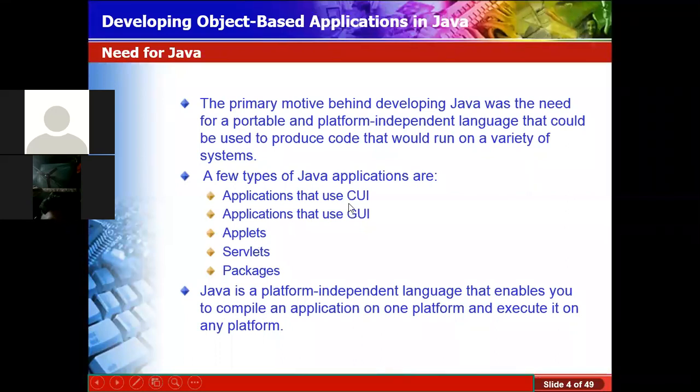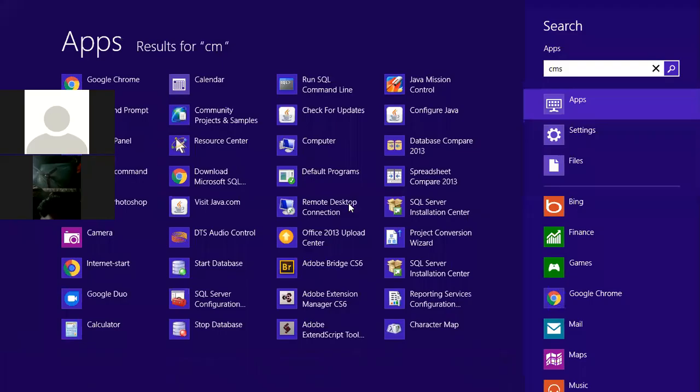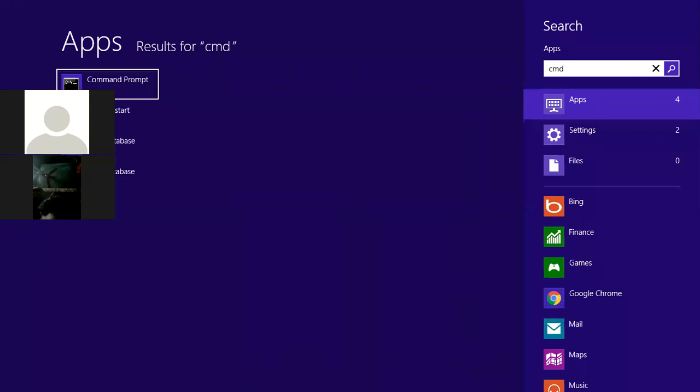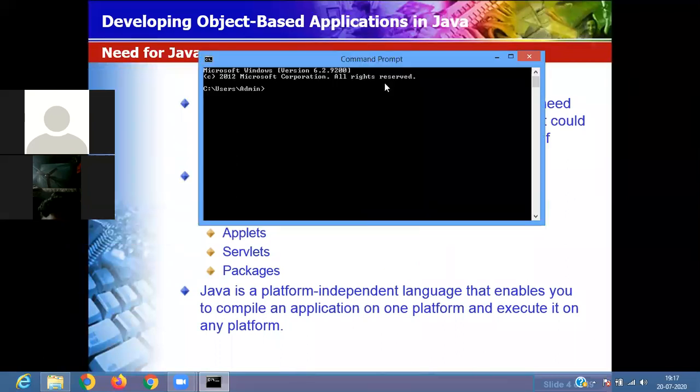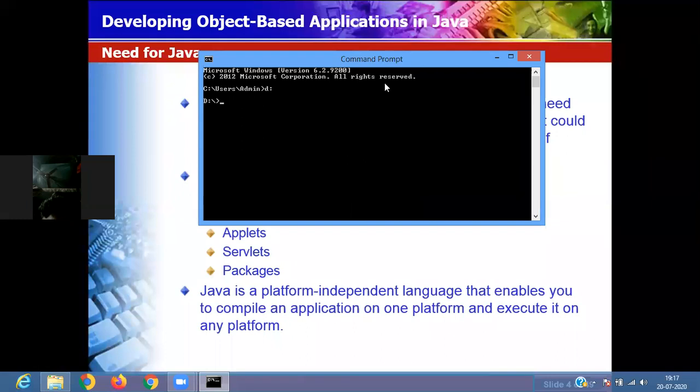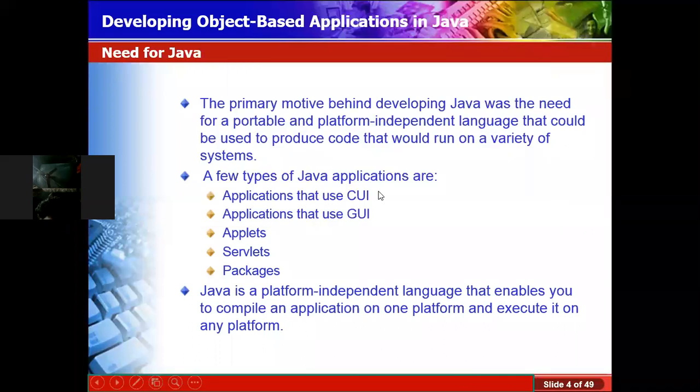So what is the character user interface? Character user interface is just like if I open the command prompt. Suppose I move to the D drive, so D colon, enter. So I am moving to the D drive easily. Normally by sending a command, we can move to one drive or one folder. So that is called a CUI application, character user interface.